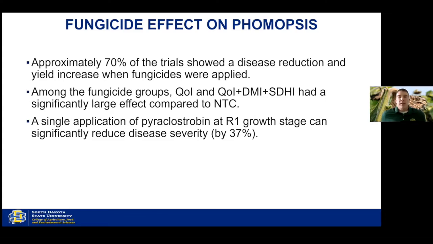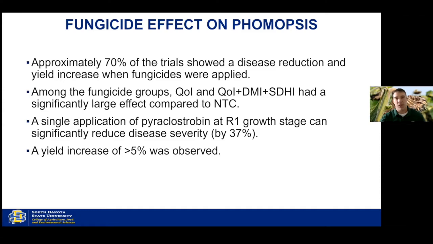Part of the reason we isolated pyraclostrobin is we started a lot of the timing work with pyraclostrobin, so we tested that chemical more frequently than some of the other strobilurins. And it was easier to, of course, analyze and get a read on how effective it was. And then about a 5% yield increase or better was observed when we were using the fungicides. Okay, and again, this is all at R1. But 70% of the trials showed a disease reduction and yield increase, but that means 30% did not.